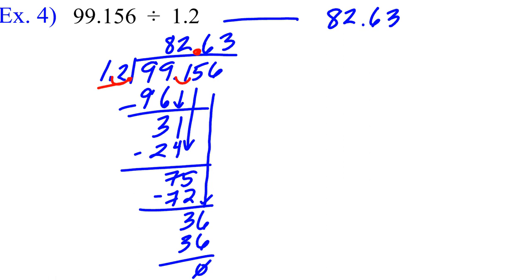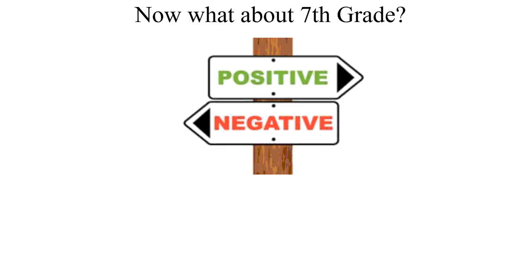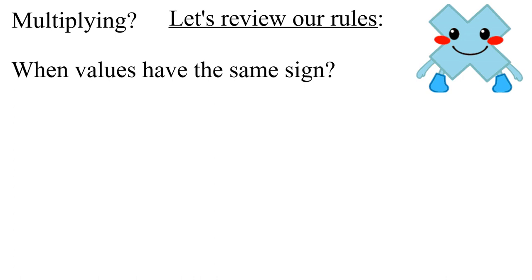Okay, so now let's take a look at how this affects us in 7th grade. So in 7th grade, we've got to start adding positives and negatives. So let's review our positive rules and our negative rules for when we are multiplying and dividing. When values have the same sign, so what I'm talking about is if I'm multiplying two positive numbers or two negative numbers, we should remember that our outcome when we have the same sign is always going to be positive.